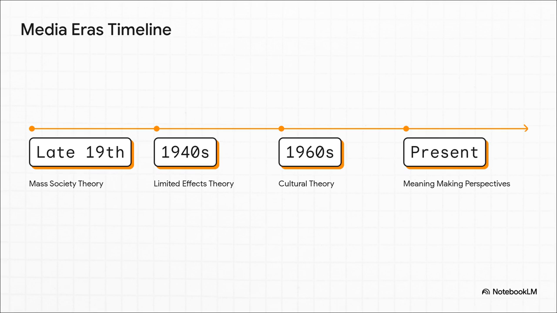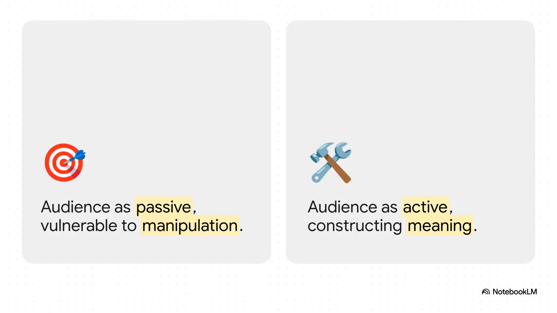We start in the late 19th century with the era of mass society. This was completely born out of fears of industrialization and the total panic over propaganda during the World Wars. Think about the crazy panic from that War of the Worlds radio broadcast. Then by the 1940s, researchers like Paul Lazarsfeld brought in hard data and scientific surveys, leading to the era of limited effects. This proved media wasn't actually as all-powerful as everyone feared. Fast forward to the 1960s and 70s, and neo-Marxist scholars in Europe introduced the era of cultural theory, which really focused on how media pushes the ideologies of the elite. And finally, we land in the present day, the era of meaning-making perspectives, which is all driven by new tech and media literacy.